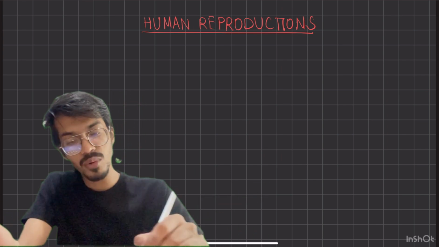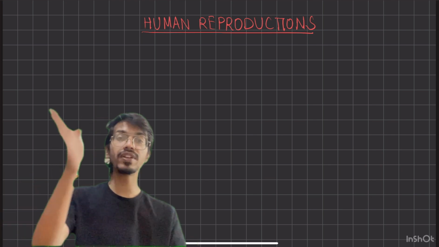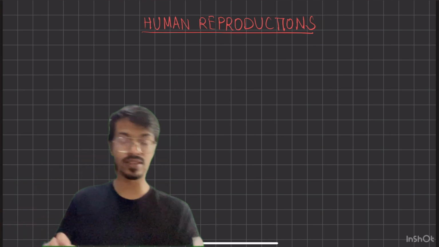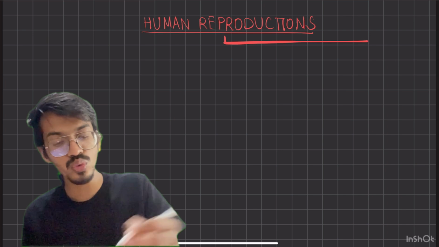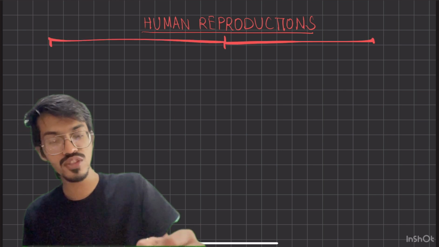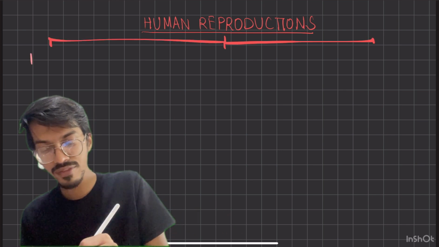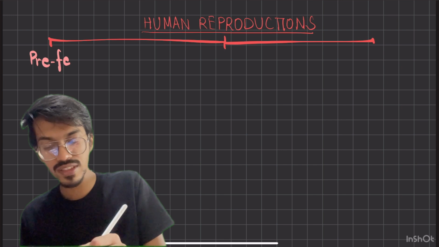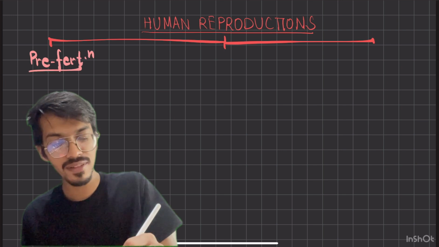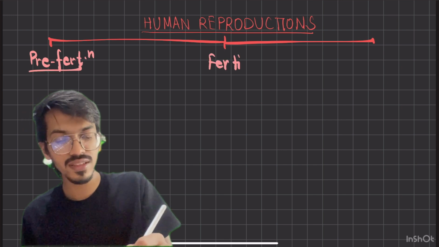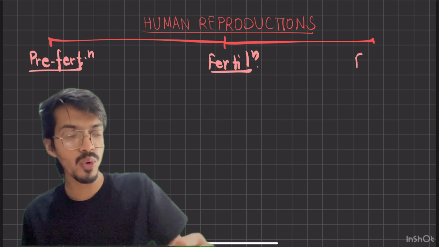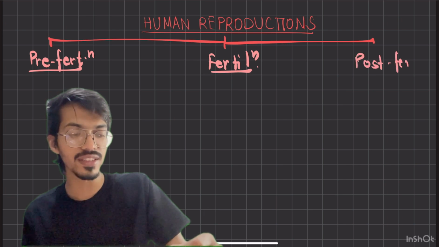In the human reproduction chapter, the first thing we're going to study is that we are dividing the chapter into 3 parts. What are the 3 parts? We have pre-fertilization events, fertilization events, and post-fertilization events.